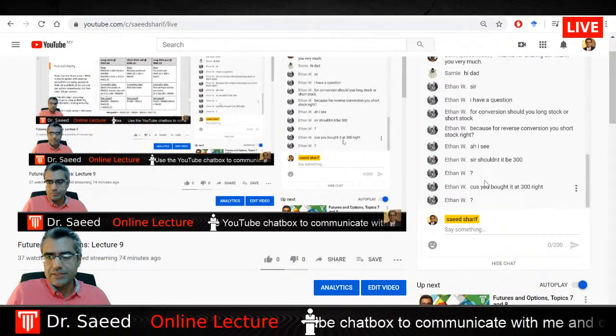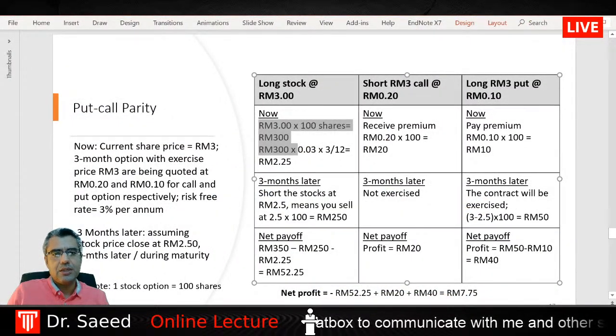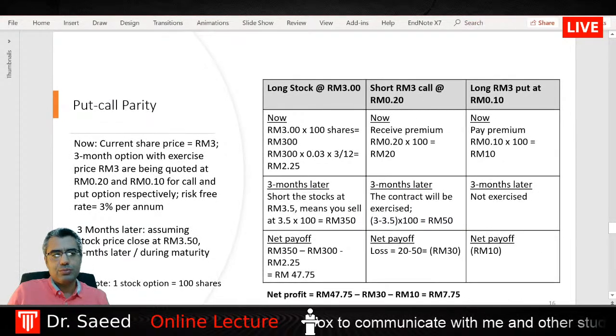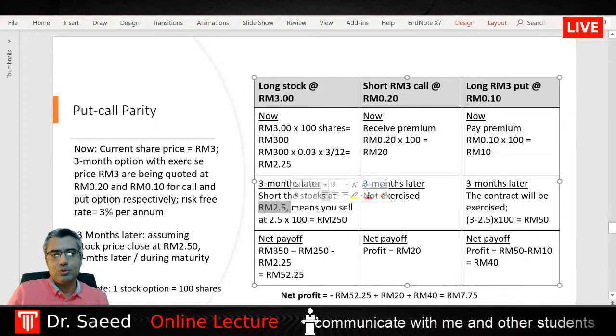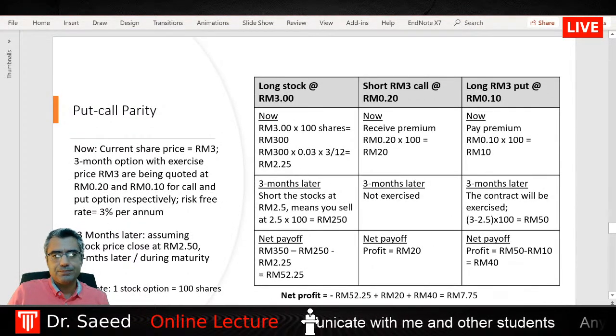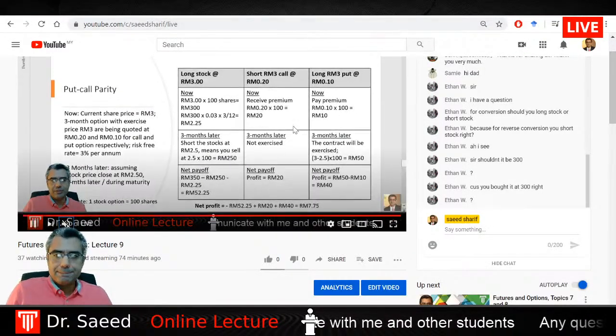Yes, you bought it at 300 ringgit here. You bought it at 300 ringgit. Later, in the first example, I assume the price increased to 3.5. Then the second example, I assume the price dropped to 2.5. So these two slides are different, right? Okay.